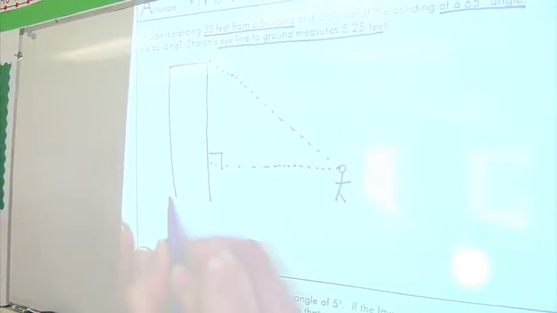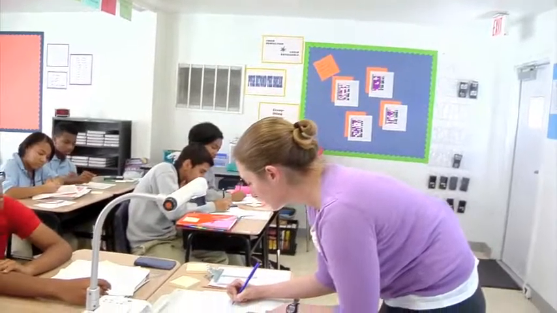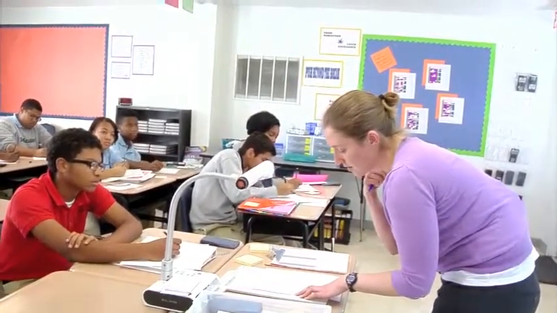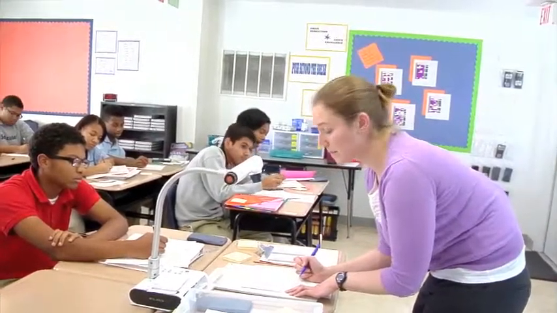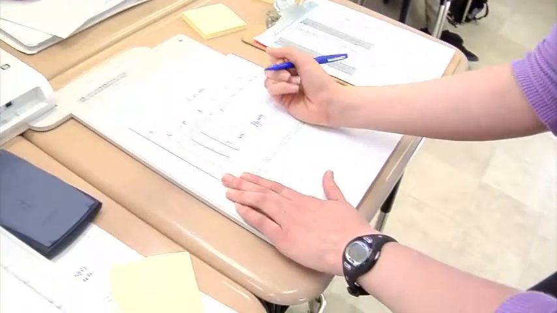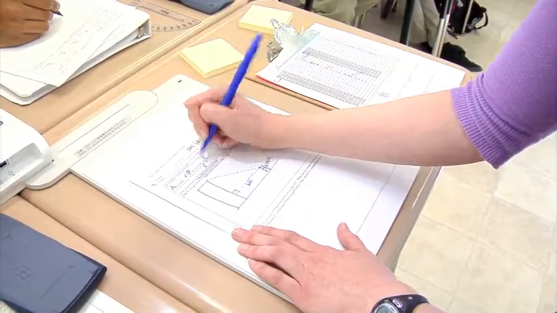And here's my ground. From her eye to the ground, it's 5.25 feet. So I have this in my diagram so far. And I know she's standing 30 feet from the building. So I'm going to put my 30 feet right here, because that's between her and the building. So I have that down.